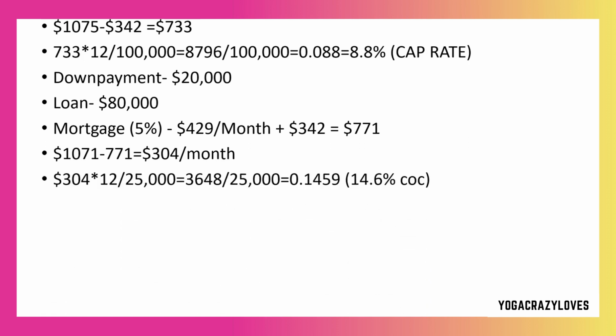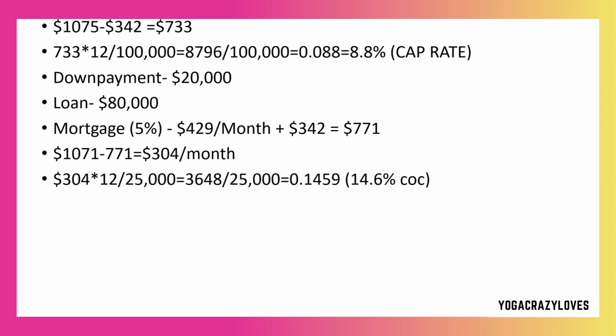So times 12. And then instead of using your total purchase price, you want to put how much money you actually put into the deal. So your down payment on the $100,000 house was probably $20,000. And I went ahead and rounded that up to $25,000 because you're probably going to have about $5,000 in closing costs. So that's going to give you 3648 divided by 25,000 equals 0.1459. Change that to a percentage. And you are looking at a 14.6% cash-on-cash return. That is the number that you care about.